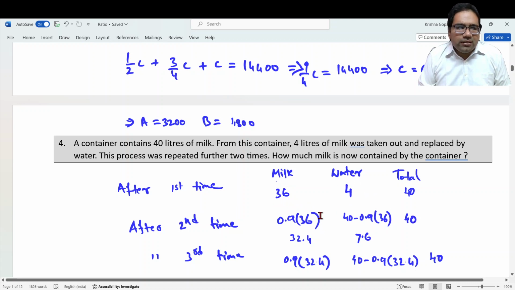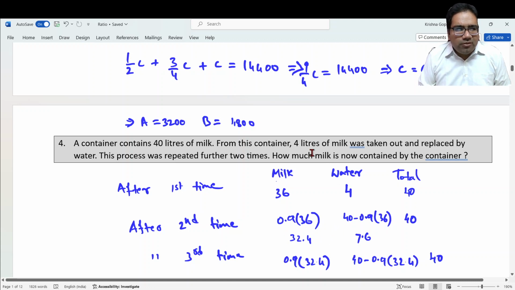So total will become 40. What does that mean? 90% of this 36 will be left, which is 32.4 liters of milk, and the remaining, 40 minus 32.4, 7.6, would be water. When you remove it for the second time, it is not 32 and 8. Please note it. It is not 32 and 8. It is 32.4 and 7.6.